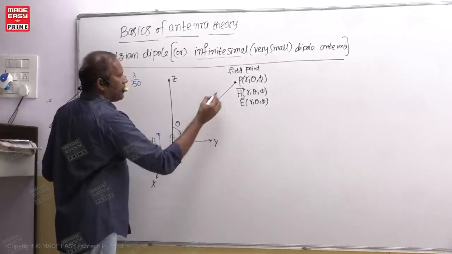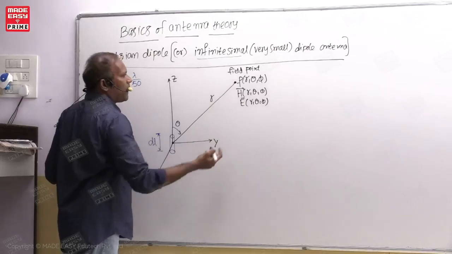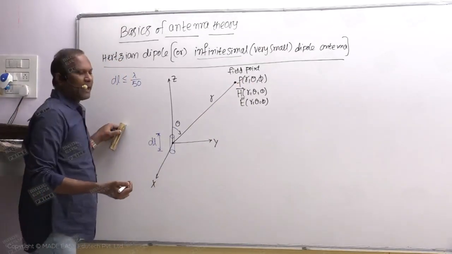Now the distance from here to here is small r. Phi is the horizontal angle or azimuth angle.